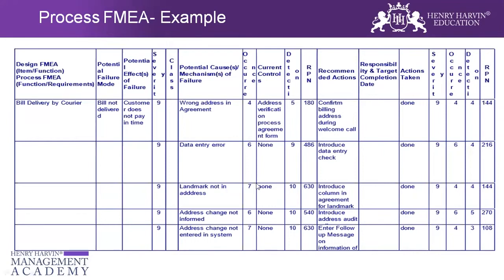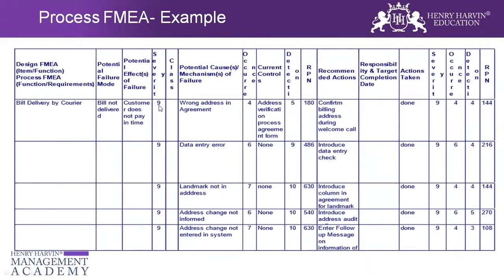So there is a process which is bill, deliver by courier. Okay. What could be the potential failure mode? Bill not delivered. Okay. What could be the effect of that? Customer will not pay on time. So for example, I'm a company who raises invoices to get the payments. If my bill is not delivered by the courier, my customer will not pay me on time.